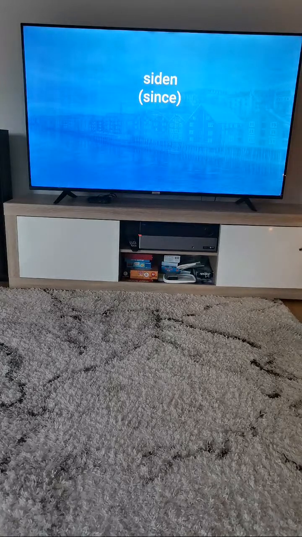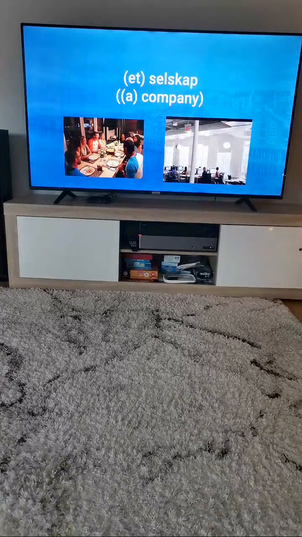Since is siden. Siden. Company is selskap. Et selskap. And this word selskap, it doesn't just mean company, as in like a business, but it also means like a little dinner party type thing. And it also means company in the sense of being with other people.